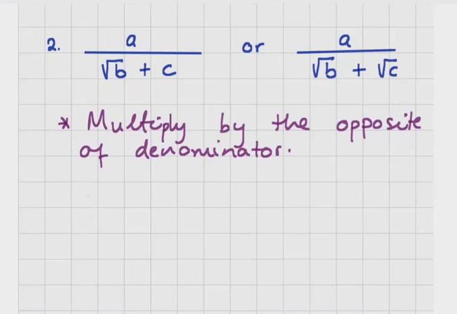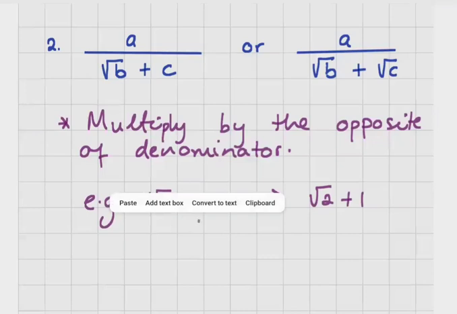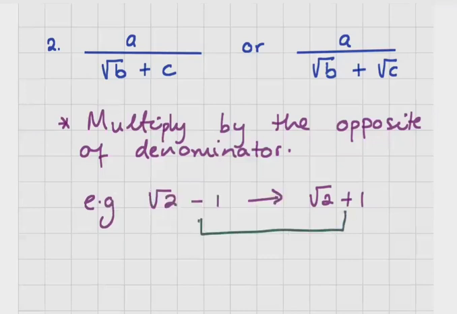So for example, if I have root 2 minus 1, the opposite of root 2 minus 1 would be root 2 plus 1. You do not change the signs of each term in the expression. No, you simply change the sign in the middle. So right here, I started out with a negative, and then the opposite would have a plus.